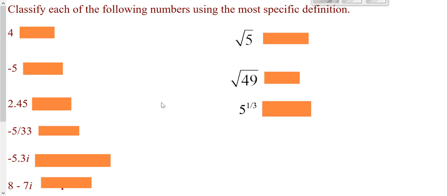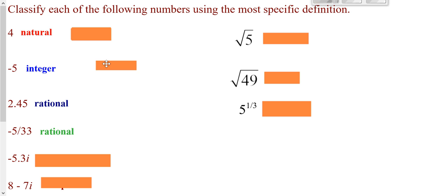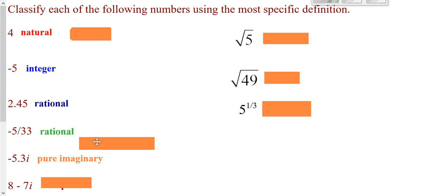So classify each one of these. Well, this first one would be referred to as a natural. This would then be a negative integer, but we're going to just classify it as an integer. This would be a rational because it's a decimal that doesn't go on forever. This is also rational because it is a fraction. This would be a pure imaginary because it has an i.